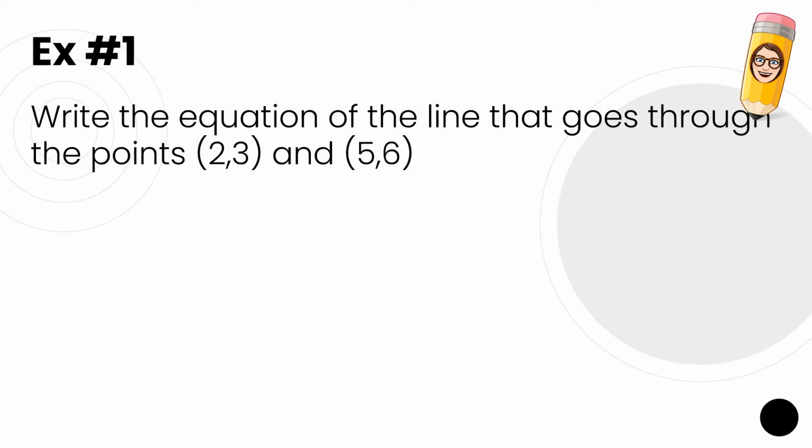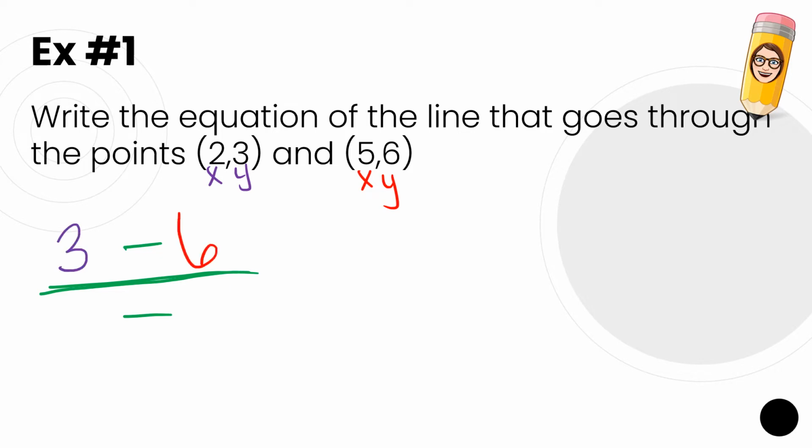All right, let's take a look at this first example. I'm going to label my x y, x y, and I'm going to set up my formula, the change in y's over the change in x's. So let's start with our y's. My first y is 3, and I'm going to subtract my second y, which is 6. X's go on bottom. My first x is 2, and my second x is 5. Remember, they need to match up.